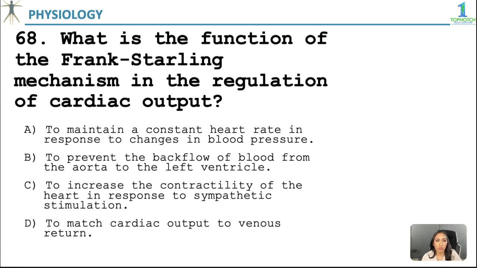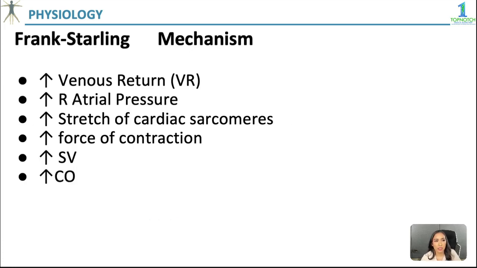What is the function of the Frank-Starling mechanism in the regulation of cardiac output? Frank-Starling cardiac output. The correct answer is letter D, to match cardiac output to venous return. Okay, let's look at the Frank-Starling mechanism, no? So in the Frank-Starling mechanism, it states that if there is high venous return, it means there's high right atrial pressure. And that means nasi-stretch yung cardiac sarcomeres. Nasi-stretch, parang rubber band, no?